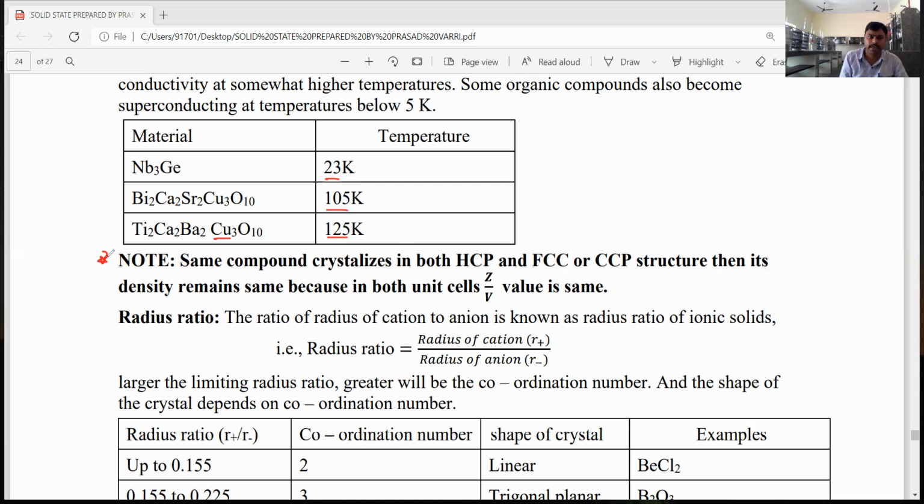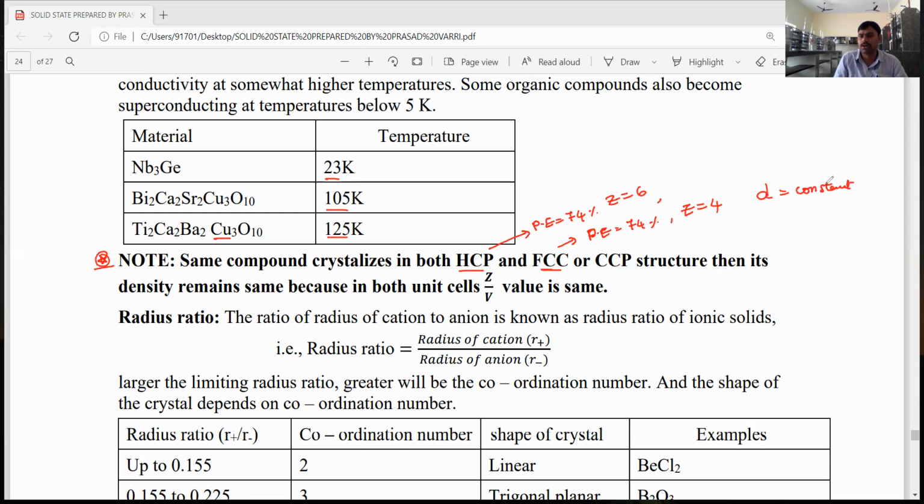Then another important point is, for example, the same compound exists as both HCP as well as FCC crystal structures. The HCP packing efficiency is 74%, and the FCC packing efficiency is also 74% only. But the Z value for HCP is 6, and for FCC the Z value is 4. The same atom or compound exhibits both HCP and FCC crystal structures, yet the density remains the same. D is equal to constant.